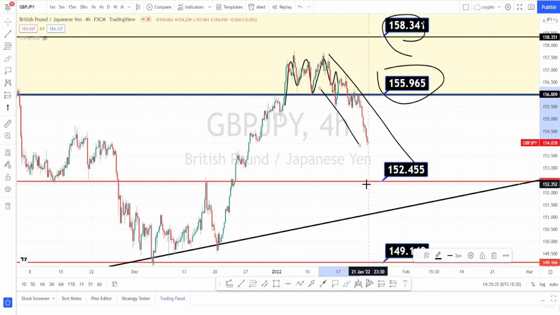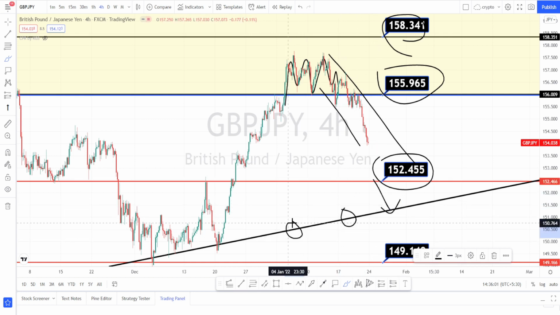We can expect the price action to retrace and take support on the support level of 152, and if this support level doesn't hold, we can expect a further fall and take support on this trend line of the daily time frame.